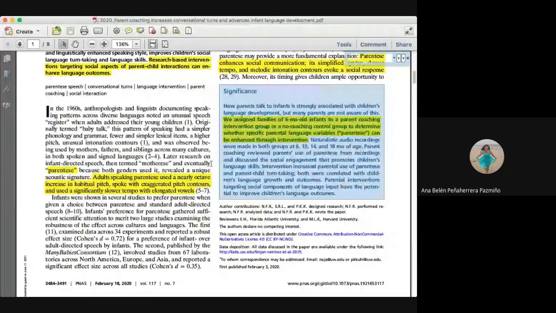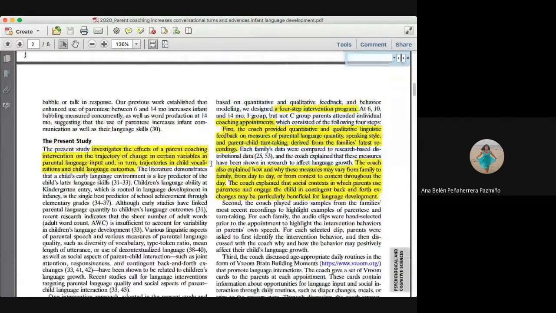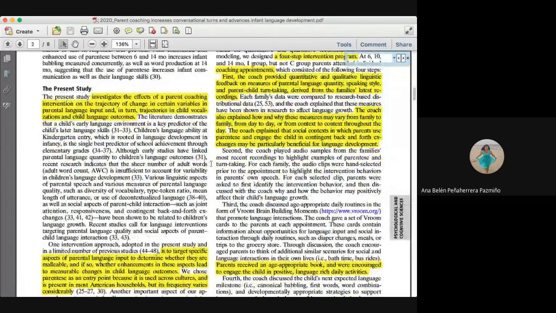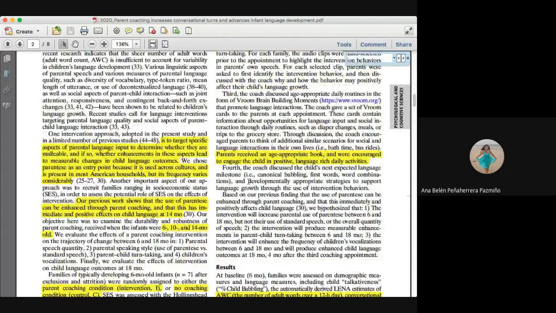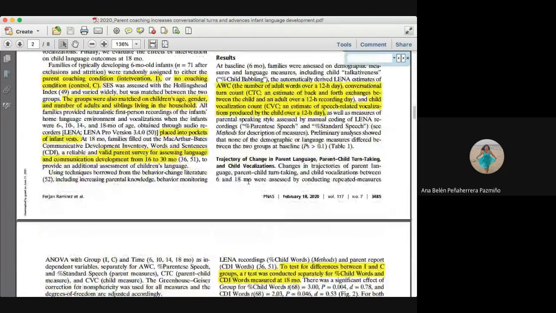They assigned these families of 6-month-old infants to the parent coaching intervention. They also used recorders, and the babies wore a vest with a recorder inside the pocket. So the parents recorded their interactions with the babies at 6 months, 10 months, and also 14 months. These are the results that they obtained.